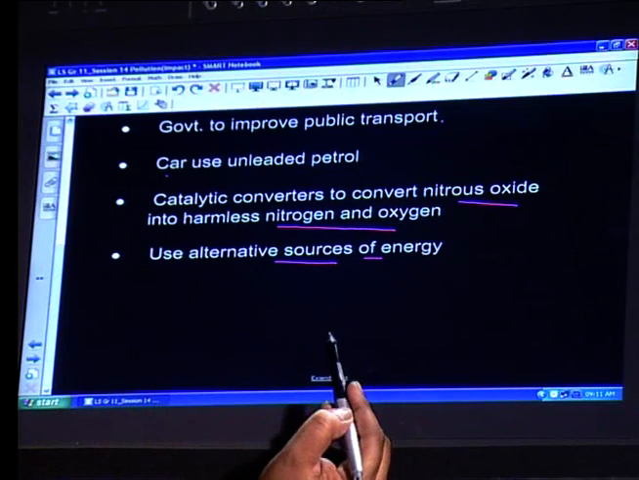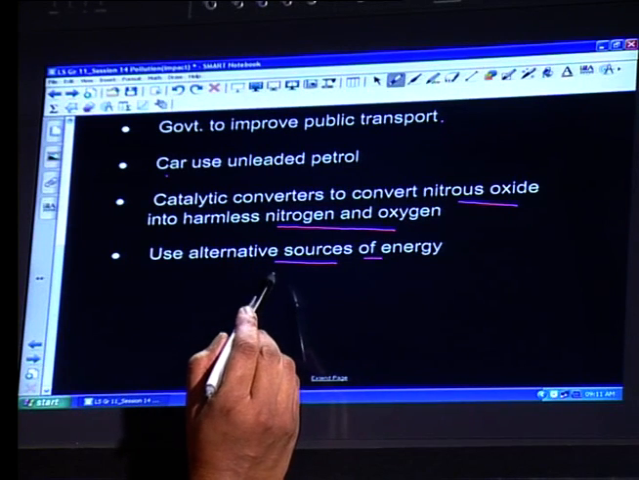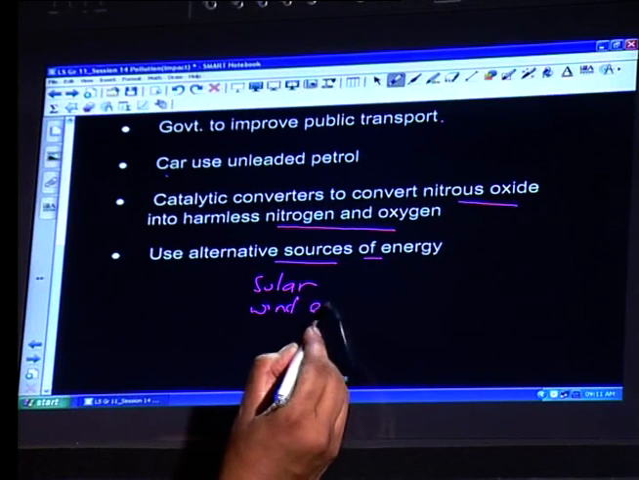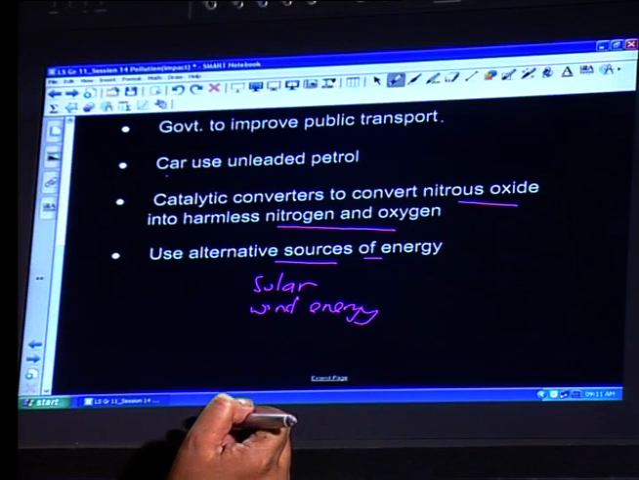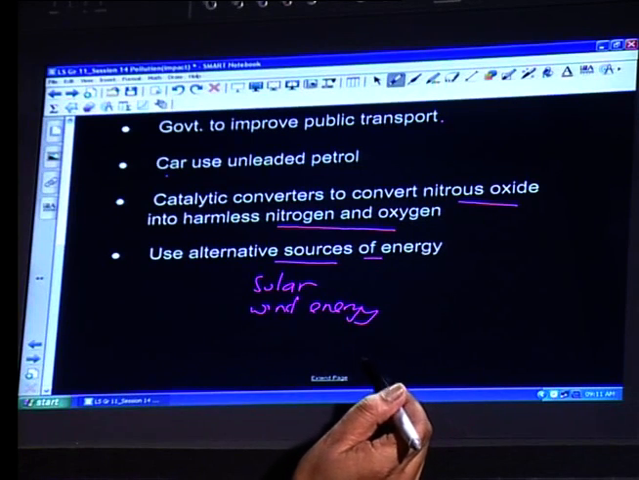Use alternative sources of energy. Now, what do we mean by alternative sources of energy? We are looking at cleaner sources of energy, like your solar energy, your wind energy. These do not actually contribute to pollution. So the government must now look at alternative sources of energy. For example, every new home that needs to be built must be installed with a solar geyser, because as we know, geysers use up a lot of electricity, which requires more coal to be burned, producing more carbon dioxide.